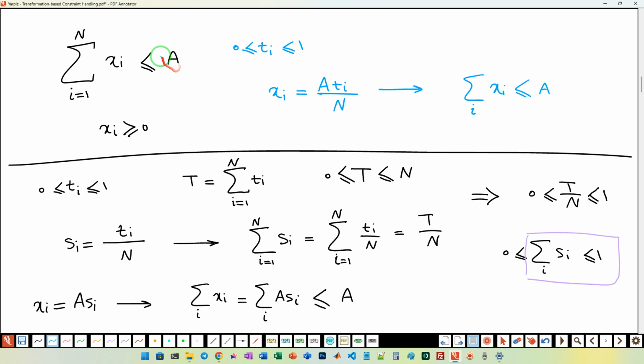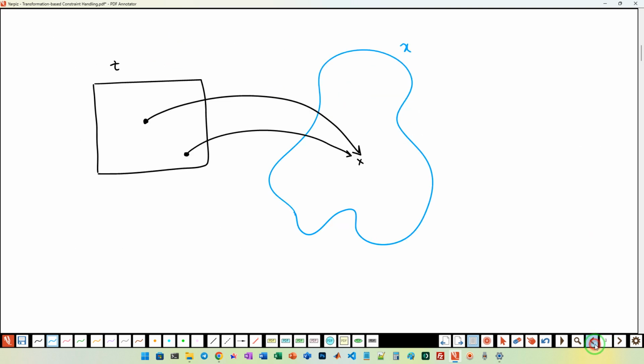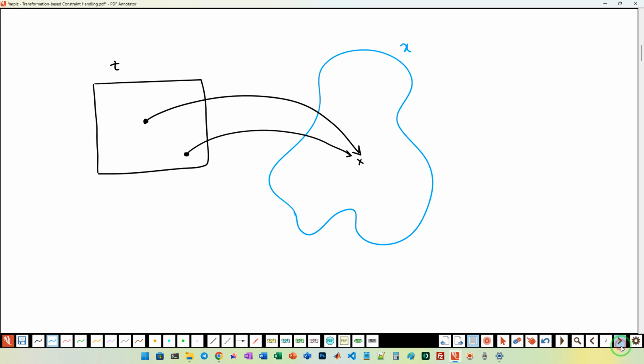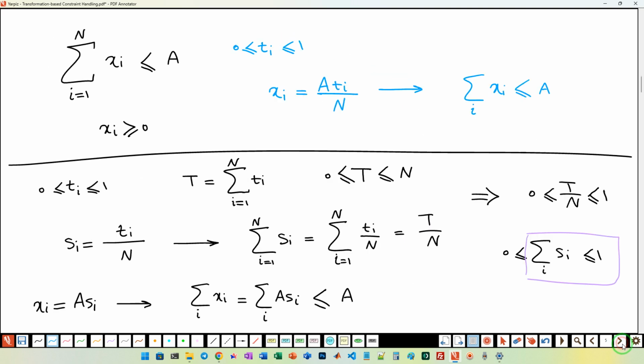This is known as capacity, but sometimes this is a demand. You need to fulfill it. For example, if you're dealing with a supply chain problem, then you will have something like this. But this is a capacity. Now let's see another type of constraint.